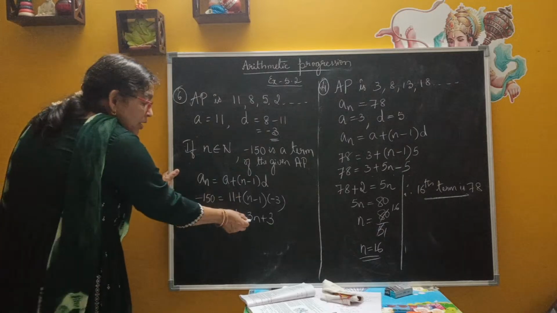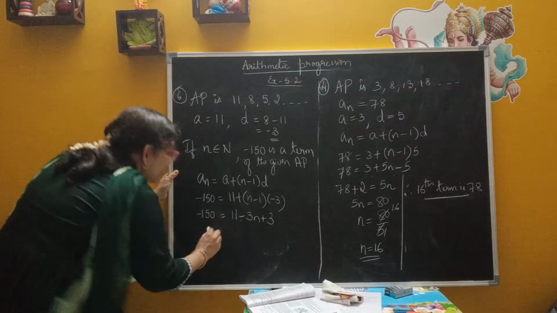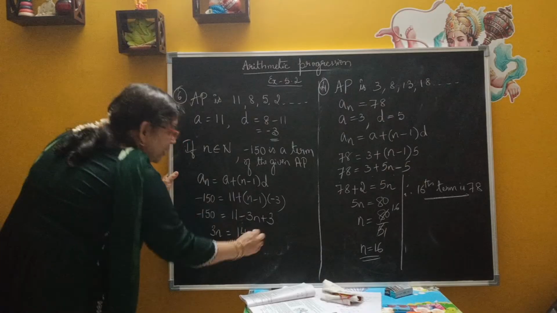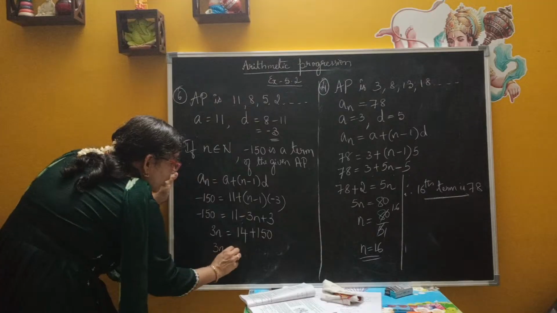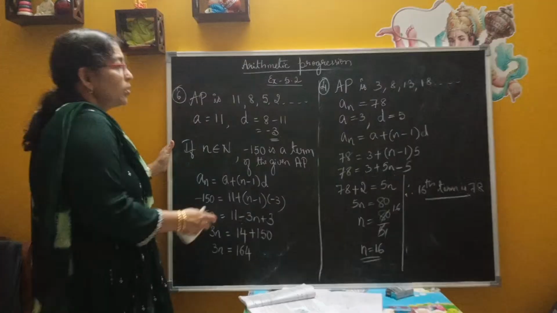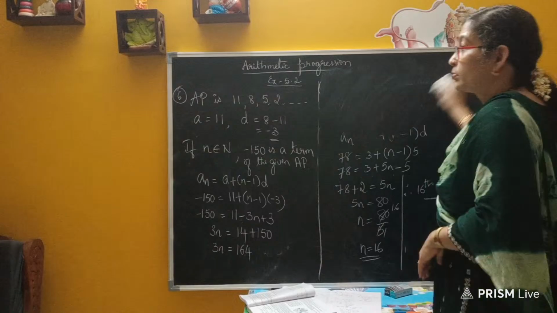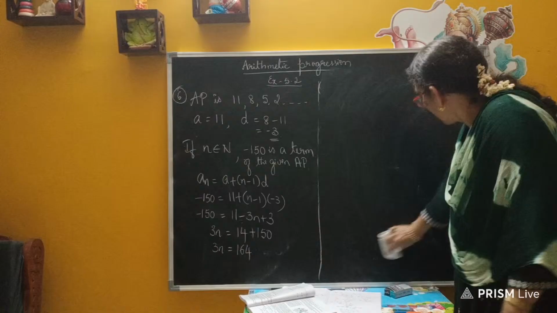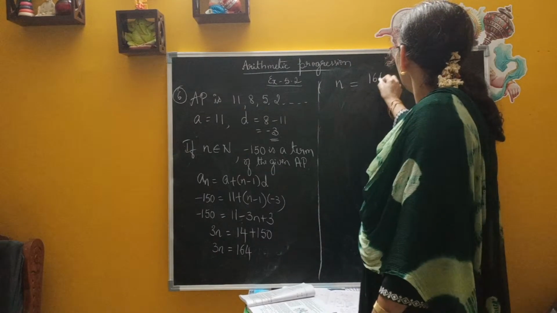Since we have a negative sign here, minus 3n, I transpose minus 3n to the LHS. What do I get? I get plus 3n here. Then 11 plus 3 is 14. And bring minus 150 to the RHS. It becomes plus 150. So 3n is equal to 164. This implies n is equal to 164 by 3.